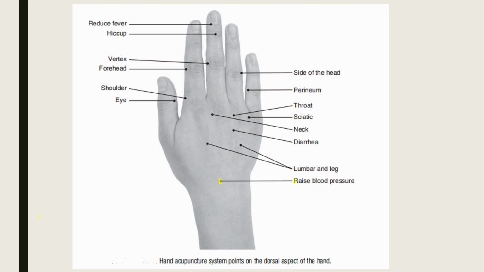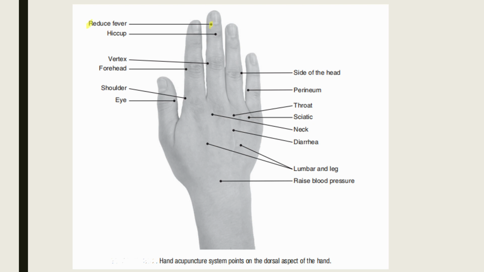Raise blood pressure point. Location: at the midpoint of the transverse crease of the dorsum of the wrist. Indication: low blood pressure due to any cause. Hiccup. Location: on the distal interphalangeal joint of the middle finger at the midway point of the transverse crease. Indication: hiccups.